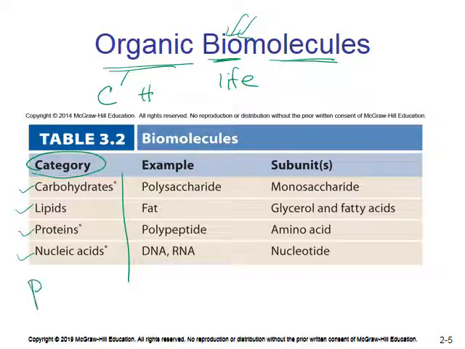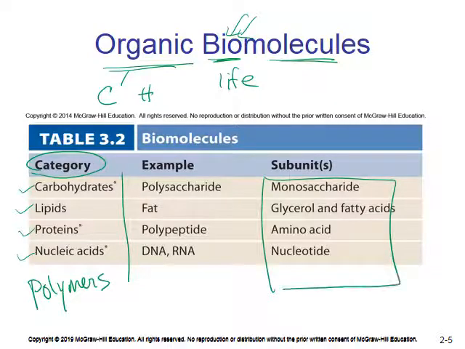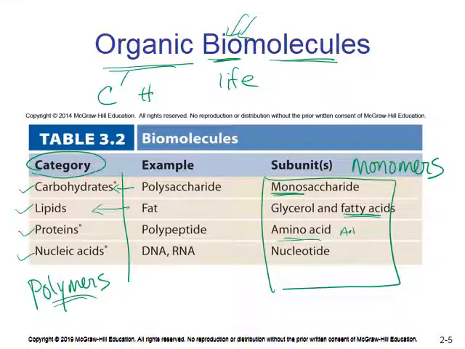So over here we have the polymers. And then over here we have the monomers. So if I take a monosaccharide like glucose and I link it with another monosaccharide, I get carbohydrates, which is the larger polymer. If I take fatty acid tails and link them together, I get a lipid. If I link amino acids together, I get a protein. If I link nucleotides together, I get a nucleic acid. So we'll talk more about these at the end.